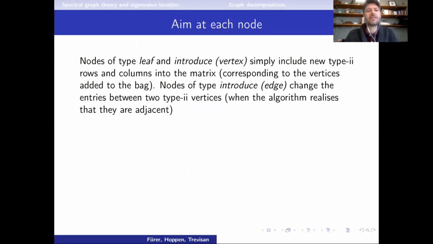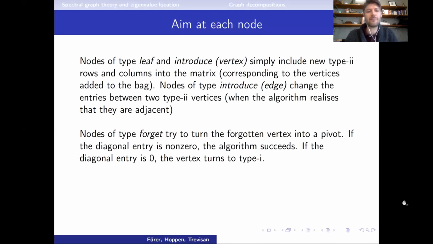So nodes of type leaf and introduce vertex simply include new rows and columns into the matrix corresponding to the vertices added to the bag, and they are all type 2. And nodes of type introduce edge change the entries between two type 2 vertices. And that happens when the algorithm realizes that they are adjacent. And the algorithm needs to realize that quite late. And that's why we have the introduce edge to mark the time when the algorithm realized that they are adjacent.